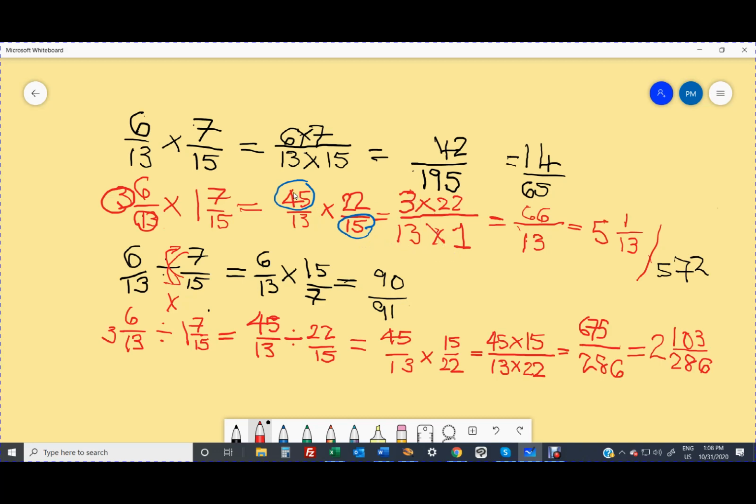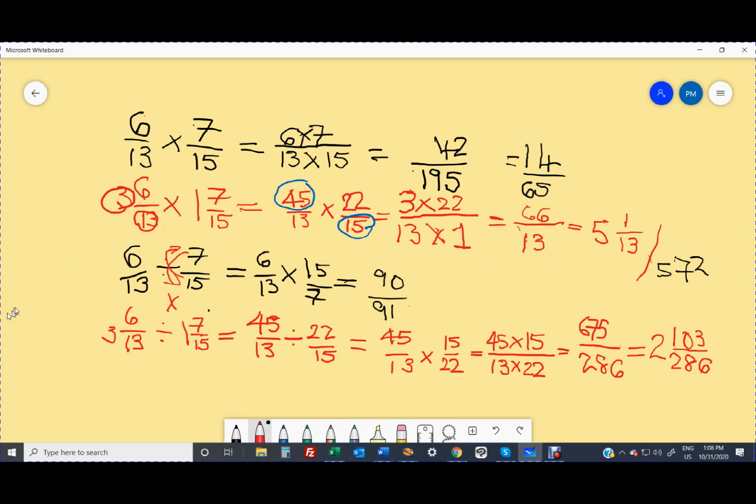We broke it down first. We put 15 into 45, which is 3. So there it is, and 1. So 1 is 1. And there it is, the 1. So we got 3 times 22 over 13 times 1. 3 times 22 is 66, divided by 3 equals 22, which over 1 is 5 and 1/13. That was not difficult. But again, that's the method.